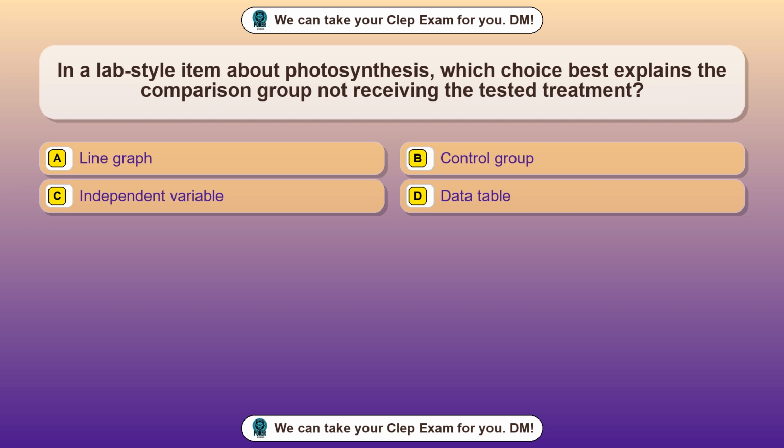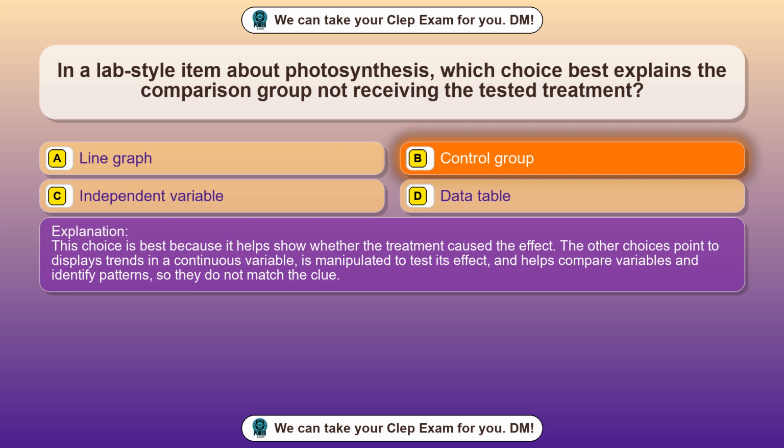Question 89. In a lab-style item about photosynthesis, which choice best explains the comparison group not receiving the tested treatment? Option A, line graph. Option B, control group. Option C, independent variable. Option D, data table. The correct answer is option B, control group.